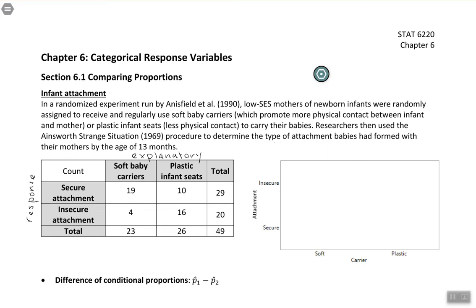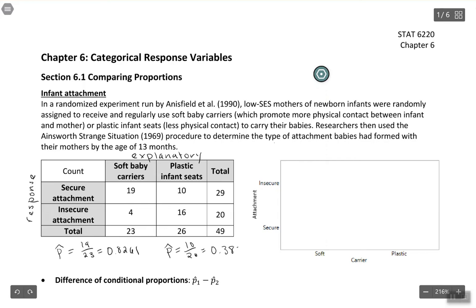And that's different from everything else that we've done this semester. We've been looking at quantitative responses. Now we're going to be looking at categorical responses in this chapter. Okay. So let's say we wanted to decide whether the type of carrier made a difference. We would want to calculate for each group what's the proportion with a secure attachment. So in the soft baby carrier group, it was 0.8261, and in the plastic carrier group, it was 10 out of 26, so 0.3846.